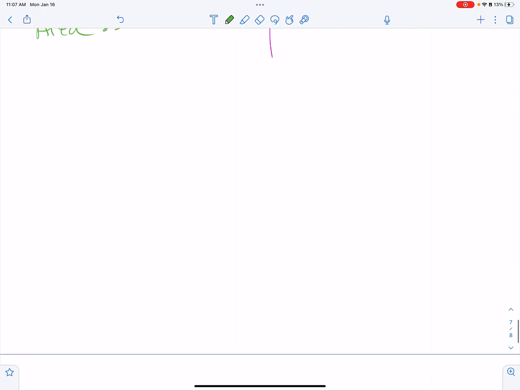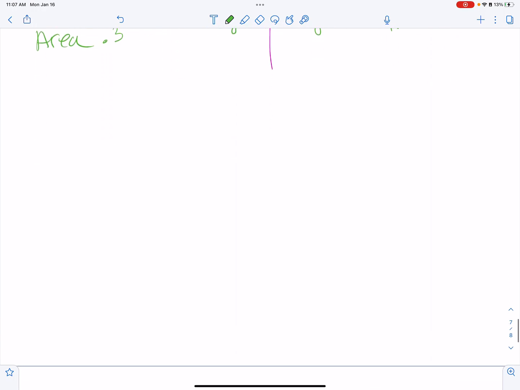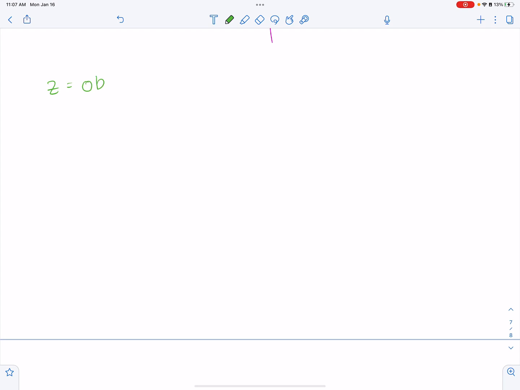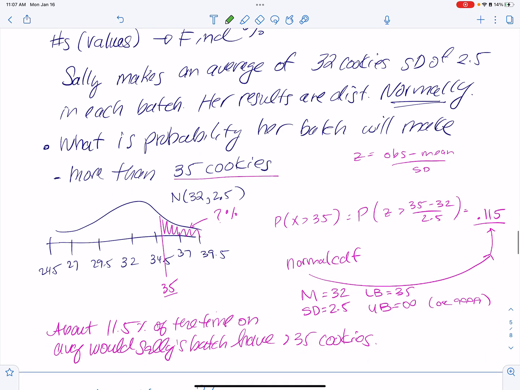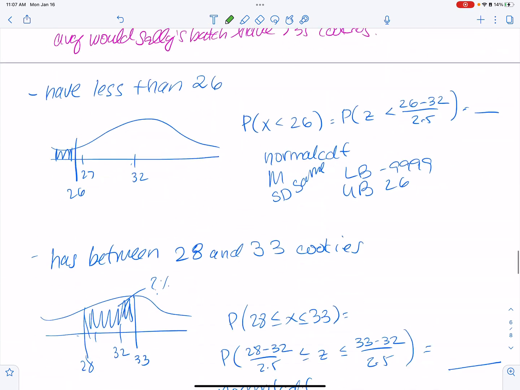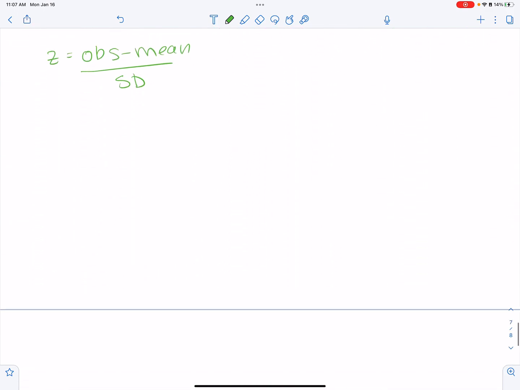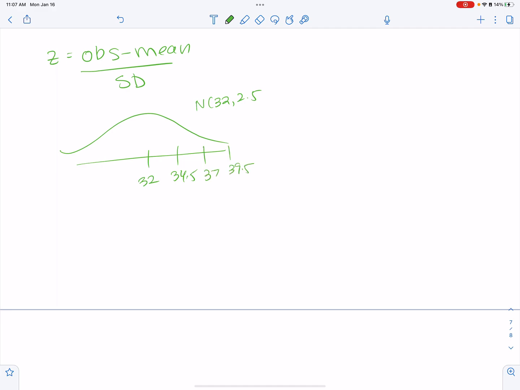Okay, let's jump to z-scores. Just since we're here, reminding me of z-scores: observed minus mean divided by standard deviation. And we're going to actually solve the same problem except with z-scores. So we're going to jump back way here to the very beginning, that Sally had 35 cookies with a mean of 32 and standard deviation of 2.5. So I'm going to just draw this out just to review where we were. Remember, I had a normal model, 32 and 2.5, and I had this as 32, 34.5, 37 and 39.5, and I had this here as 29.5, 27, and 24.5.